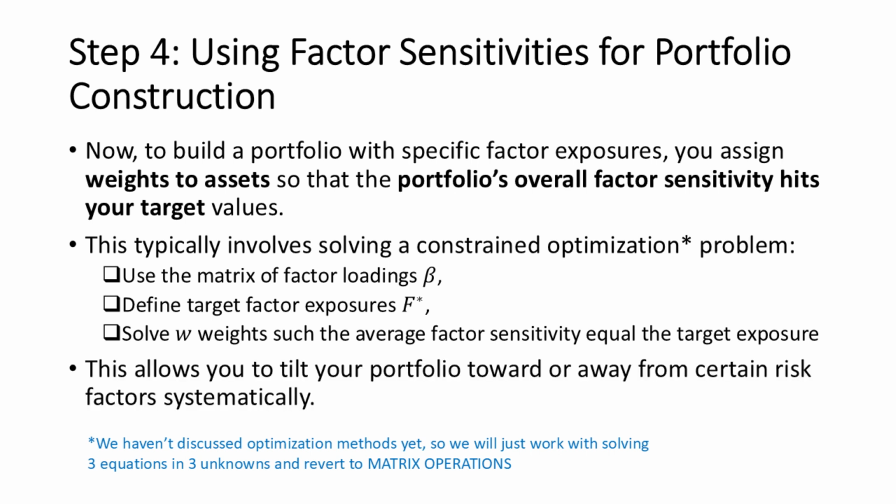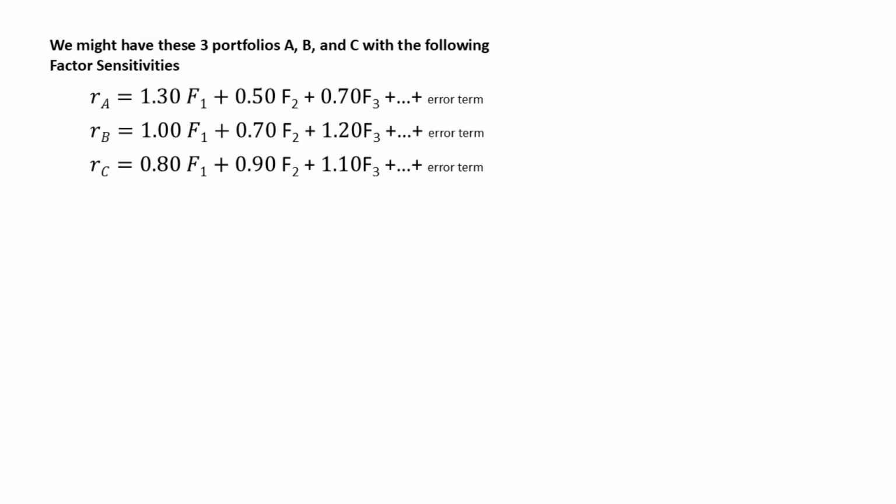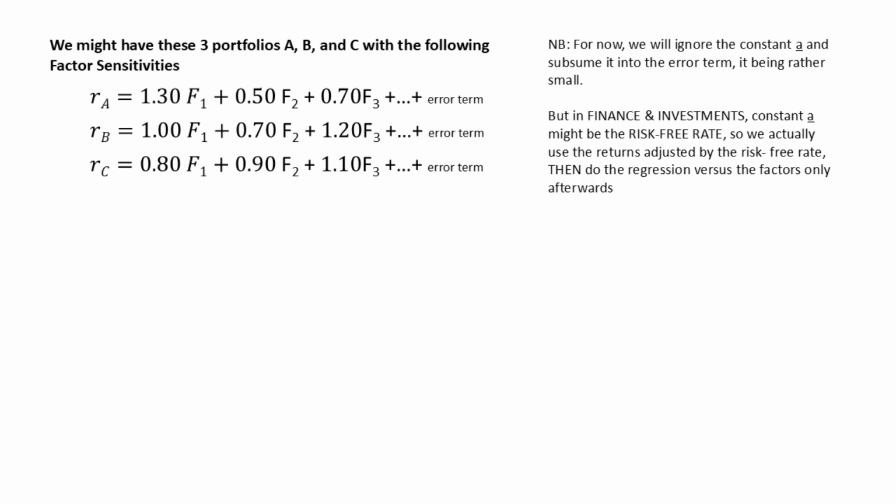So with this, you can tilt your portfolio towards or away from certain risk factors systematically. For example, we might have these 3 portfolios A, B, and C with the following factor sensitivities that you arrived at using your factor regression. For now, we will ignore A and subsume it into the error term, meaning the constant. It's rather small and we'll just subsume it under the error term. But in finance and investments, A might be the risk-free rate of return.